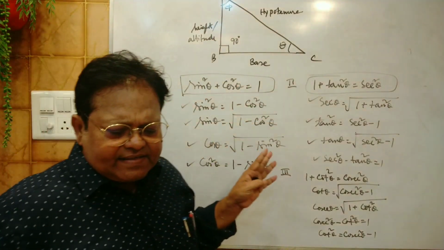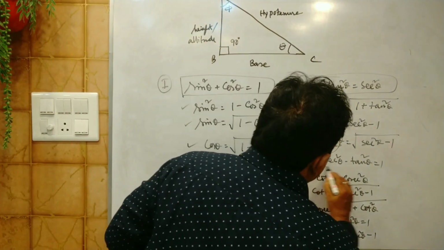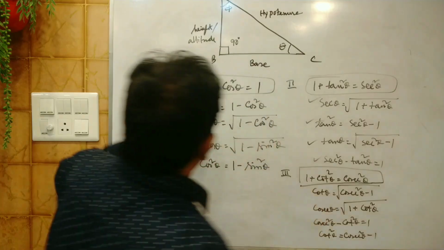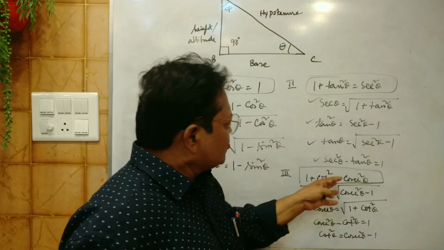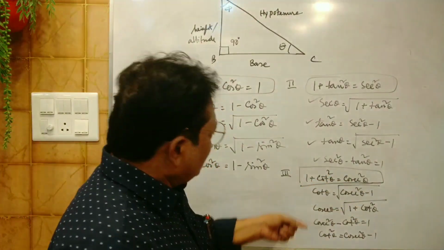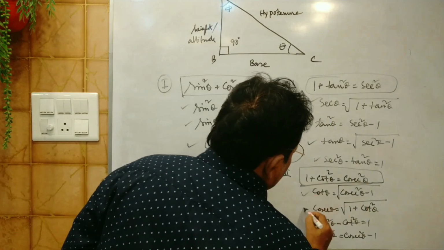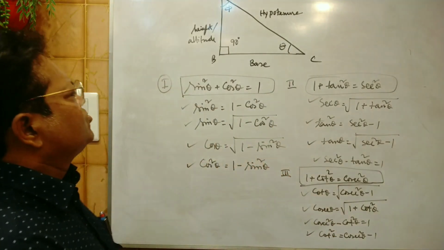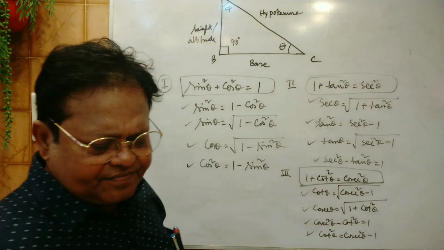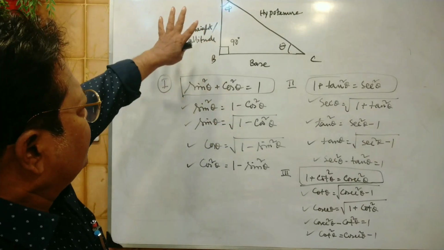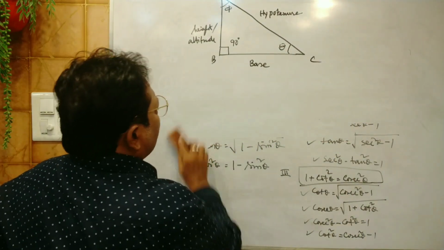These are all the identities that I have written here. The main three identities are sin square theta plus cos square theta equal to 1, 1 plus tan square theta equal to sec square theta, and 1 plus cot square theta equal to cosec square theta. All these things are very much essential for doing the sums related to identities. Now I will tell another thing. This is the identity part. Now I will go to the complementary angles.